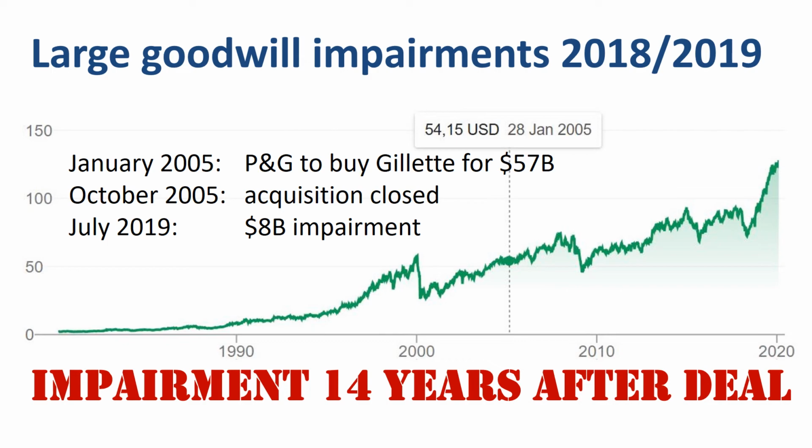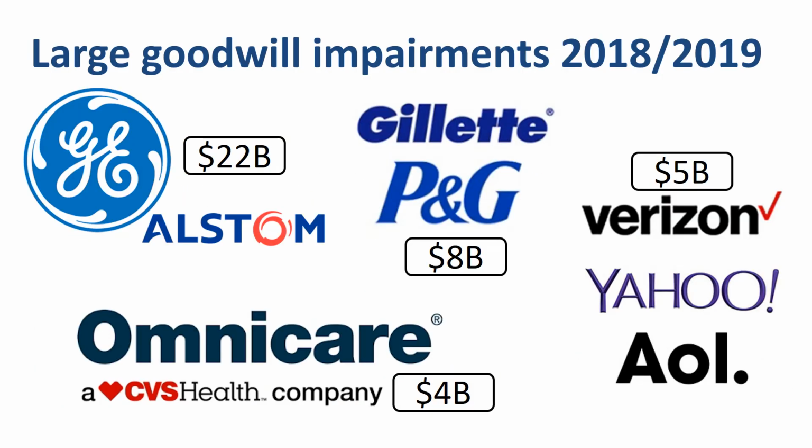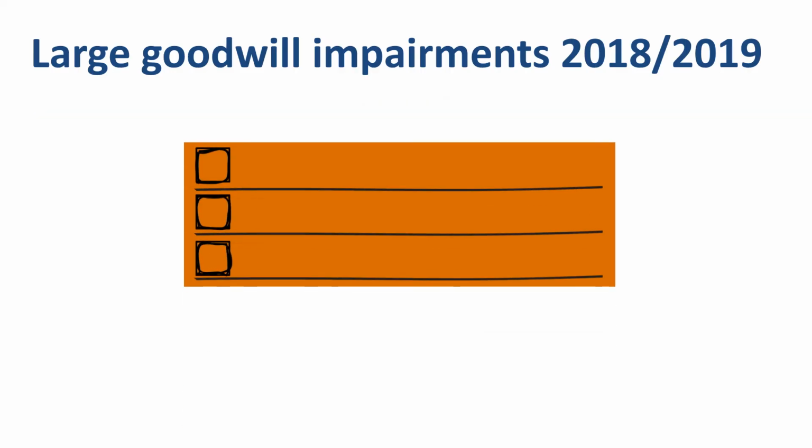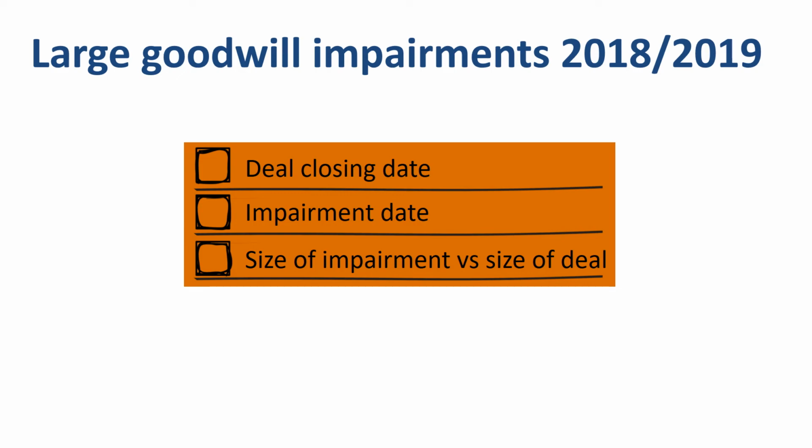To quote P&G executives in 2010, 5 years after the deal, much of the deal's value is like an iceberg. It's there, just obscured underwater. So if P&G's impairment for Gillette is not an indication of a deal gone bad, what data do we have to judge the other impairment cases? What we learned from looking at the P&G Gillette case is that we need to look at deal closing date versus goodwill impairment date, and size of the goodwill impairment versus size of the deal.